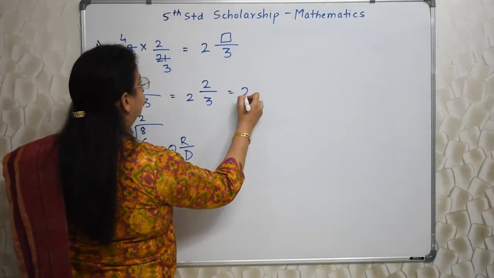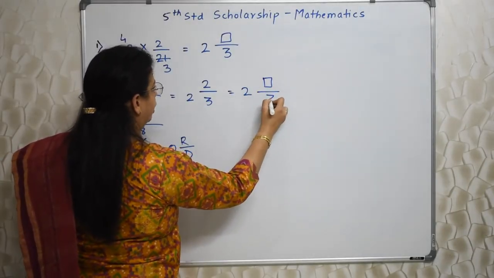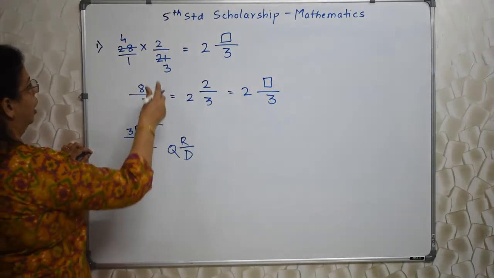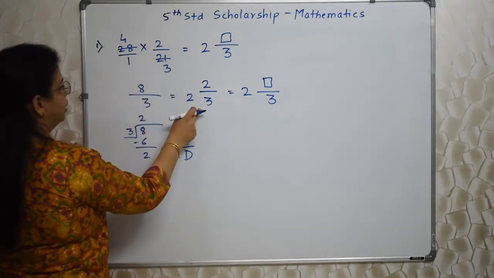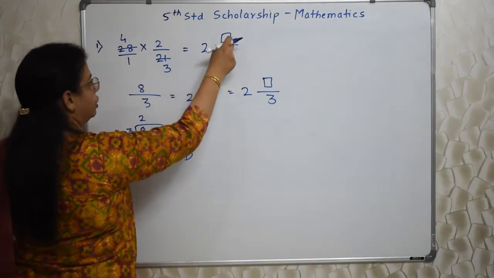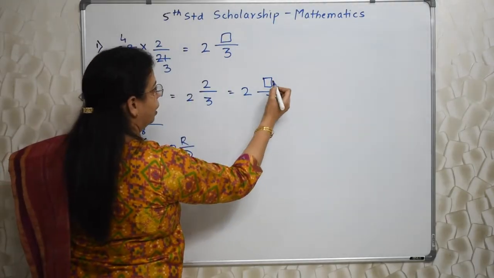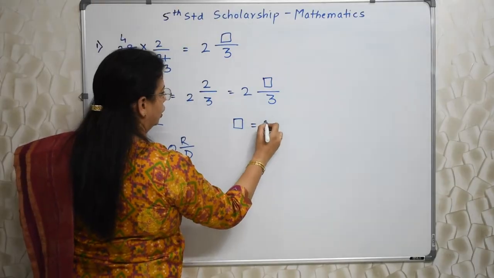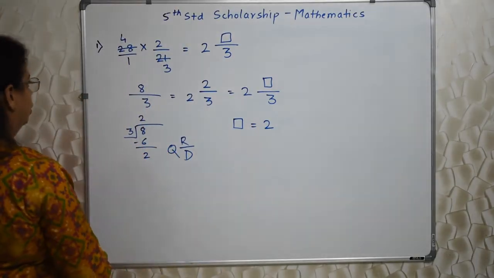Now this is equal to 2 box upon 3, that is what they are saying. Now we have found out the value of this as 2 upon 3, which they are saying 2 box upon 3. So obviously which number will come in place of the box? 2. So our answer is 2.